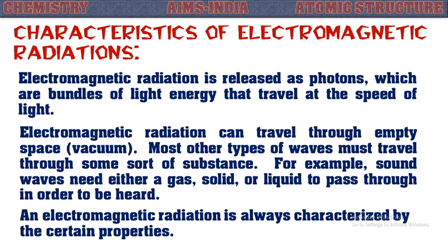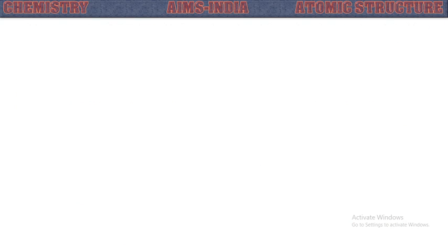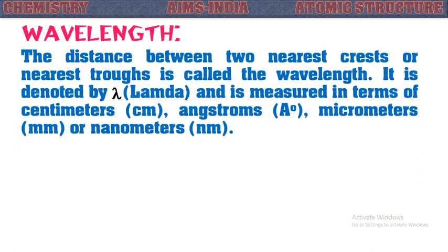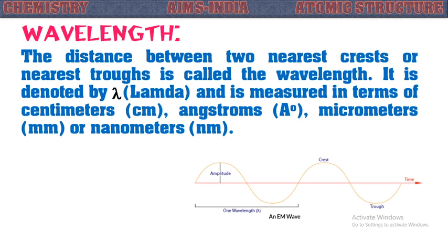An electromagnetic radiation is always characterized by certain properties. Now let us see these properties here. Among them, the first one is wavelength. The distance between the two nearest crests or troughs is called the wavelength of that radiation. It is denoted with the symbol lambda, and it is measured in centimeters, angstroms, etc.